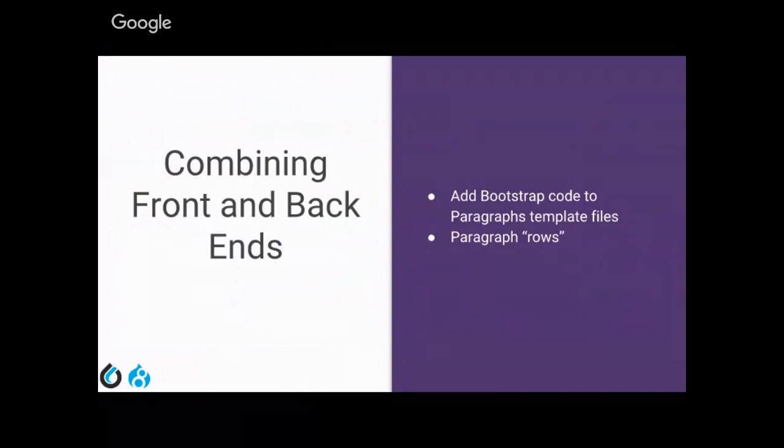All right, so we've got everything built out in the back end. We've got our front end idea. And so now we're going to combine the two. What we need to do is basically wrap this Bootstrap code, the divs with the rows and the columns and all that, around our paragraph rows of content. And so the first thing we want to do is create a page with some content.